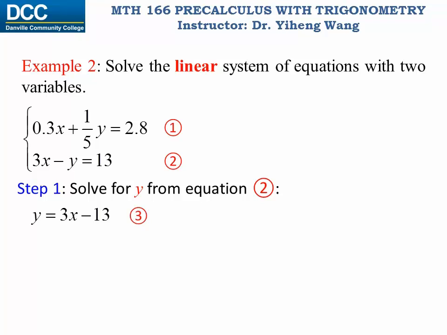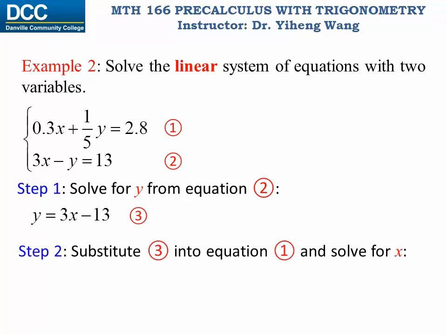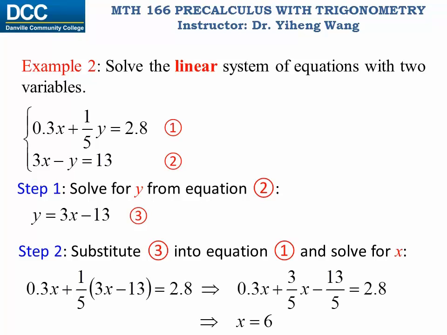For the next step, we're going to substitute equation 3 into the other equation, since we used equation 2 to get equation 3. Therefore, we do not substitute equation 3 back into equation 2, but we substitute it into the other equation, in this case equation 1, and try to solve for x. Therefore, equation 1 becomes thus, with y substituted by 3x minus 13. Again, that makes one equation with one unknown x, and we can solve for x to be 6.